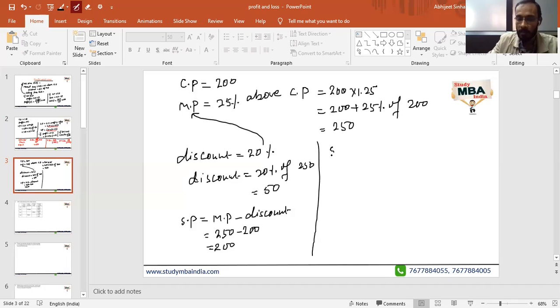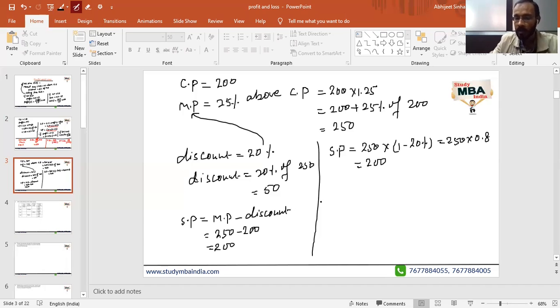The other way is the same. We can calculate directly the selling price, as we know this is based on the mark price. So the mark price, which is 250, into, now here we will subtract 20% from 1. Why from 1? Because again we are comparing from the mark price, and the mark price itself is 100%. So that's why this is 1 minus 20%, and we will get 250 into 0.8. Again we solve and we get the value as 200.